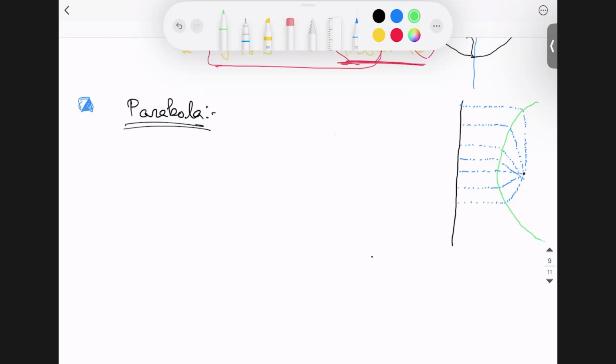Just roughly, you can see that all the points on this green line are equidistant from this point and from the straight line. This geometrical figure is called a parabola.